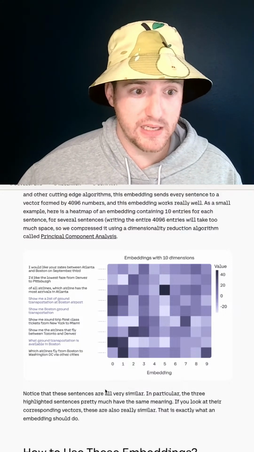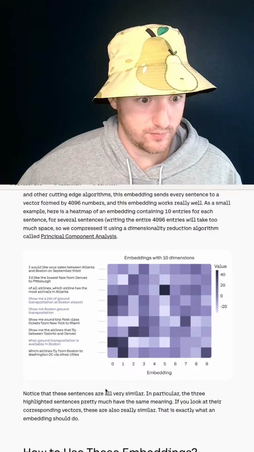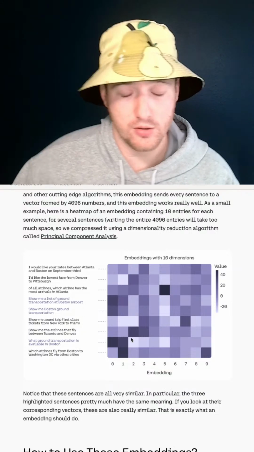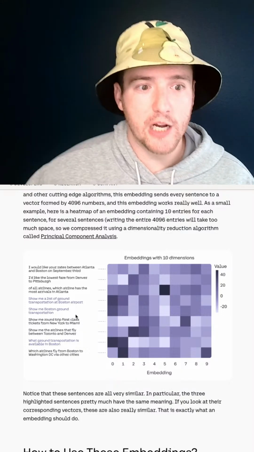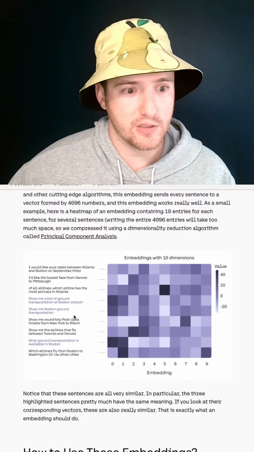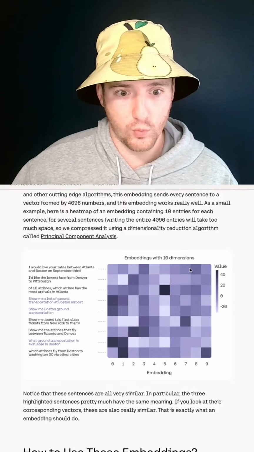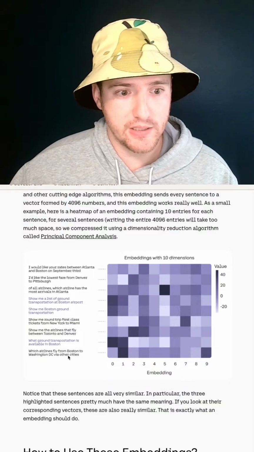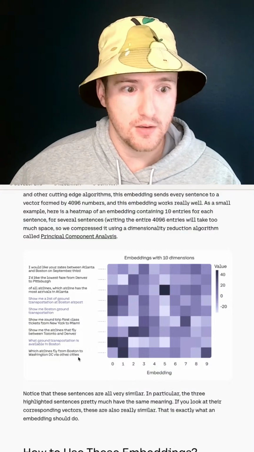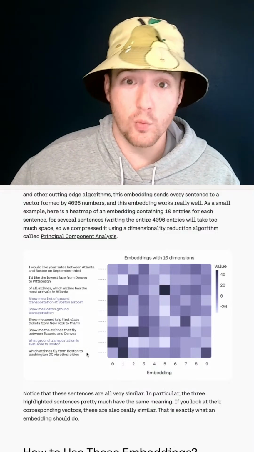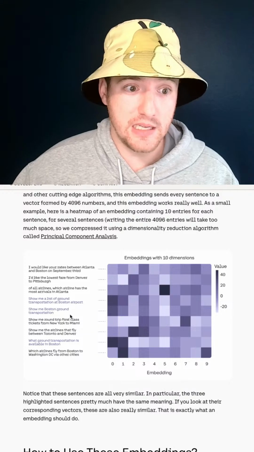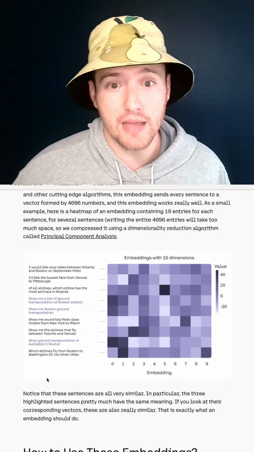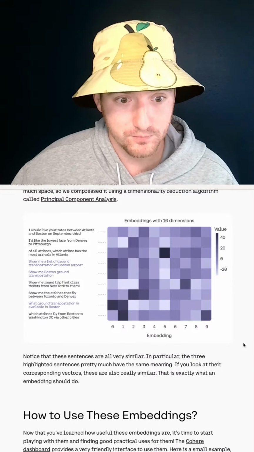And from what we can see here, of all the, we'll take the darkest square. Of all airlines, which airline has the most arrivals in Atlanta? And then we'll look at what's also on 5. Which airlines fly from Boston to Washington, D.C. via other cities? Okay, so we could technically see that this has airlines, it has cities, and it's also asking a question. So that could mean that is why they are very similar.